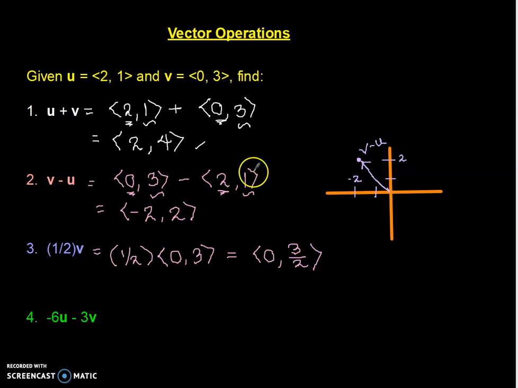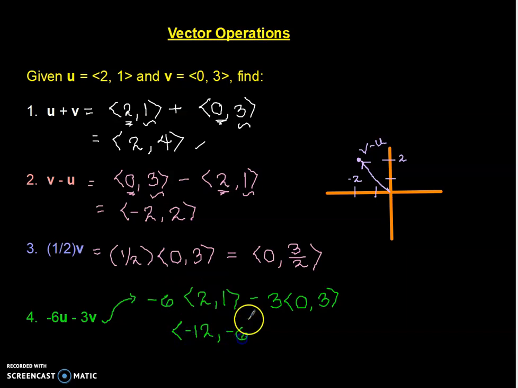Okay, and from here, negative 6u minus 3v. So I'm going to find out what negative 6 times the vector u is first, and then subtract 3 times the vector v. So just like we did here, we're going to distribute that scalar value. Negative 6 times 2 is negative 12. Negative 6 times 1 is negative 6. I prefer to bring the minus down rather than distribute the minus sign. And then 3 times 0 would give me 0. And then 3 times 3 would give me 9.